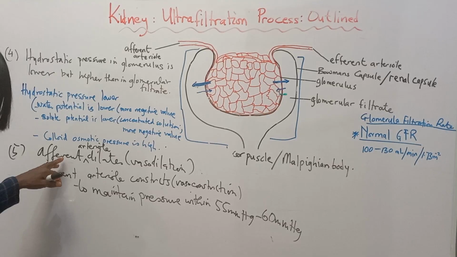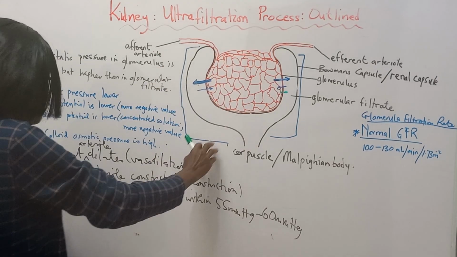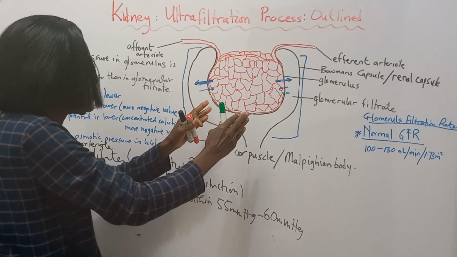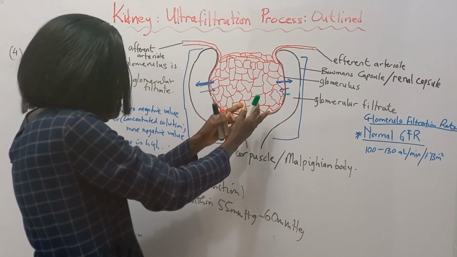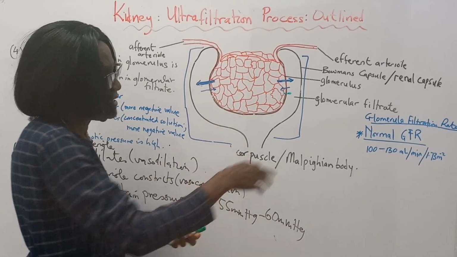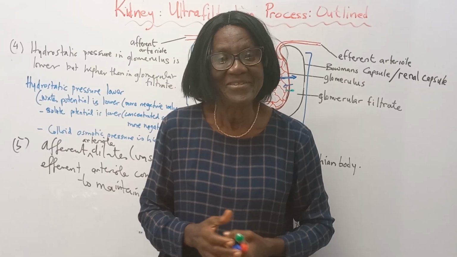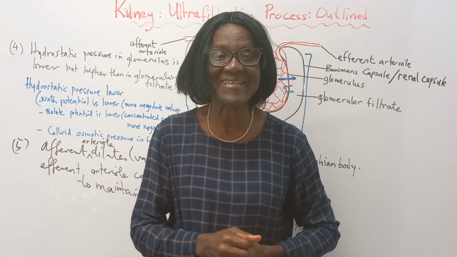The afferent arteriole and the efferent arteriole are either dilating or constricting to make sure that the blood pressure is maintained so that the glomerular filtration rate is normal. So this is what we have for this lesson.